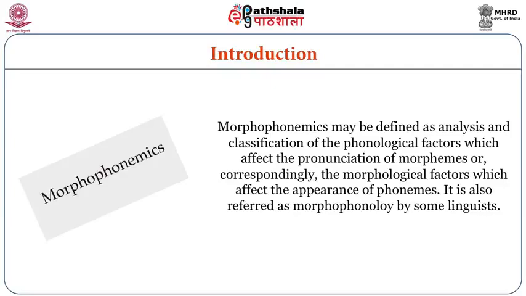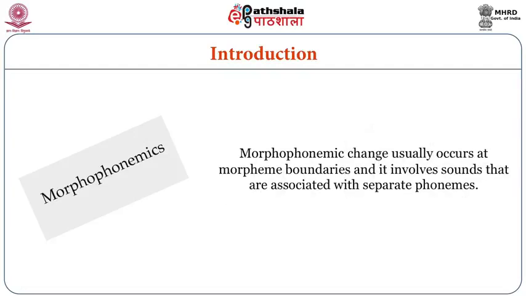You may define it as the analysis and classification of the phonological factors which affect the pronunciation of morphemes, or correspondingly the morphological factors which affect the appearance of phonemes. It is also referred to as morphophonology by some linguists. Morphophonemic change usually occurs at morpheme boundaries, and it involves sounds that are associated with separate phonemes.